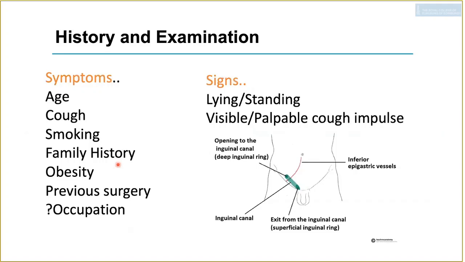Symptoms and signs, again, as we mentioned, the principles at the start of the talk: age, cough, ask about smoking history, family history, obesity, and indeed previous surgery would be important. Again, the emphasis on lying and standing examination, and whether there's both a visible and a palpable cough impulse. Get the patient to cough, have a look, can you see it? Then put your hand to the area, and can you feel that cough impulse?